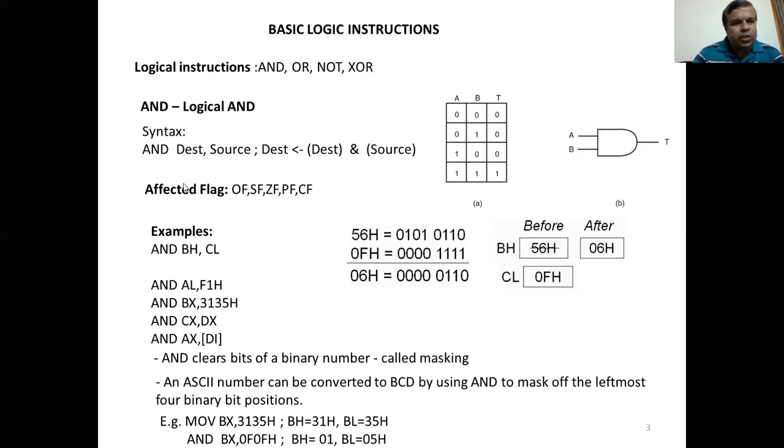When you execute AND instruction, each bit in the result is set to 1 if corresponding bits of both the operands are 1. Otherwise, the bit is cleared.